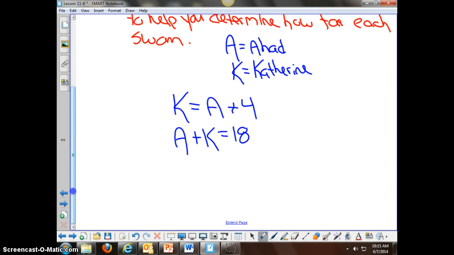Do you guys agree with his 2 equations? Because together, Ahad and Katherine swam 18 miles. And we know that Katherine swam 4 more miles than Ahad, so K equals A plus 4. You guys cool with that?